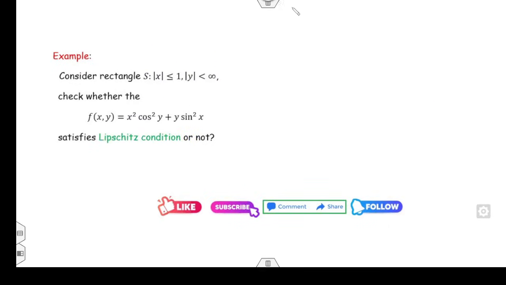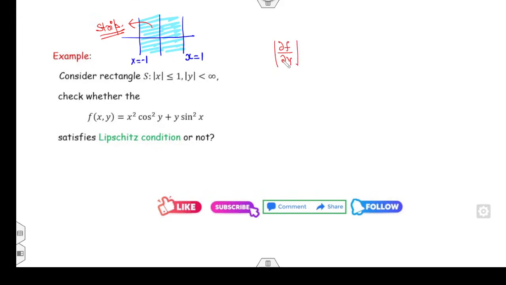Okay, look at this another one. Again the rectangle is given to you, x is equal to 1, x is equal to minus 1, y is infinity, so you get this strip. Basically, this is not a rectangle, this is my strip. Again, the modulus is not written, so let's start with del f upon del y.